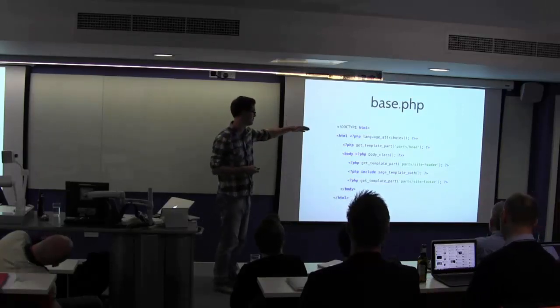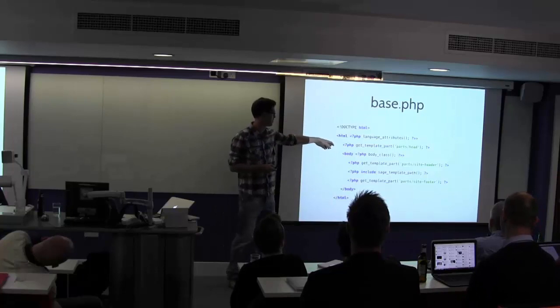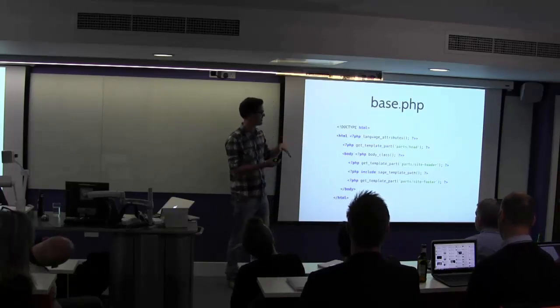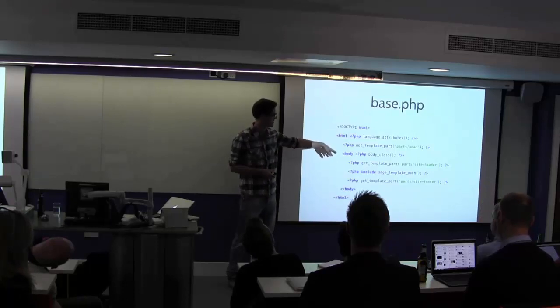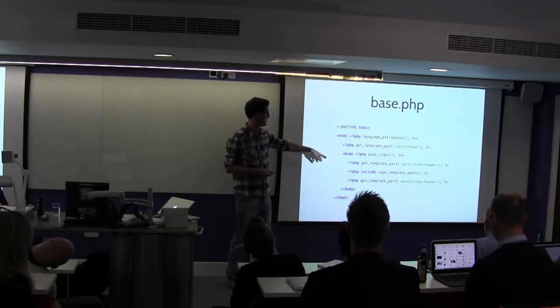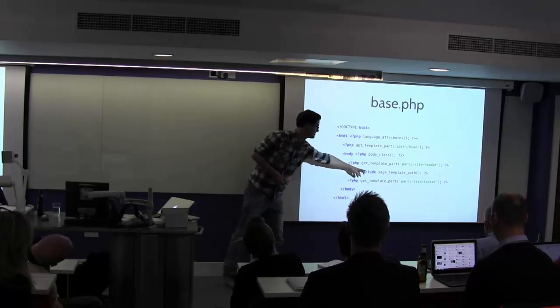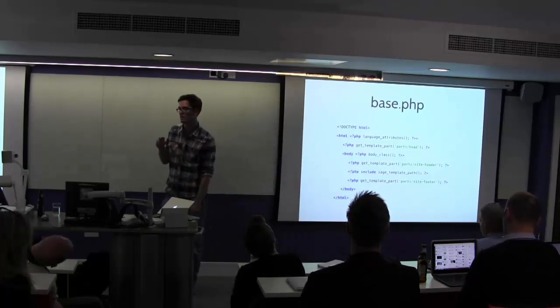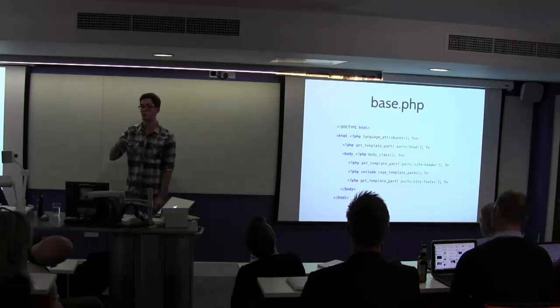So it's all kind of pretty standard. So we're using get template parts. I split header.php into head and site header. And then this is Sage template path. That actually goes and gets the page template that should have been loaded.